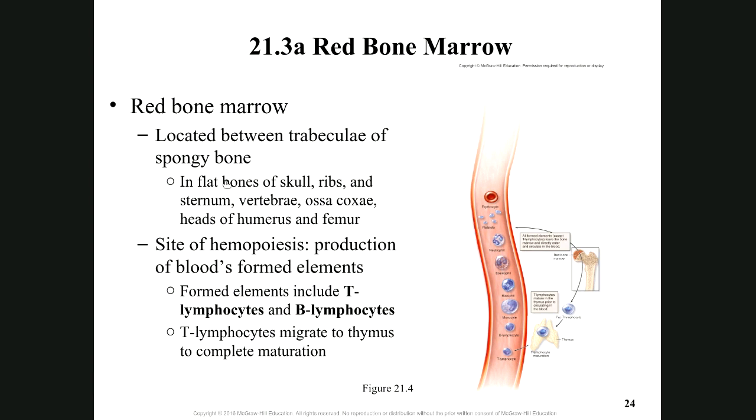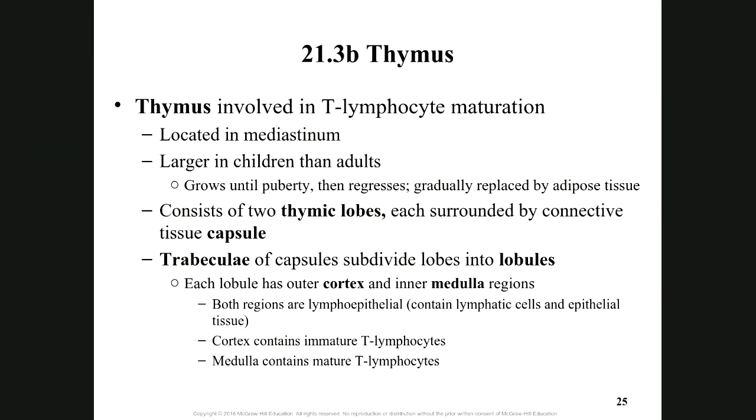If it migrates to thymus and does maturation in the thymus, we call it T cells. So in our red bone marrow, we can make lymphoblast, which is the precursor of T and B lymphocyte. If maturation takes place in bone marrow, we call it B. And if maturation takes place in thymus, we call it T lymphocyte. The thymus is involved in T lymphocyte maturation.